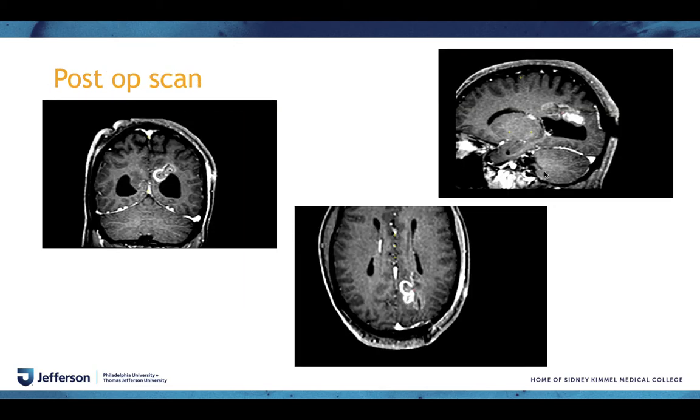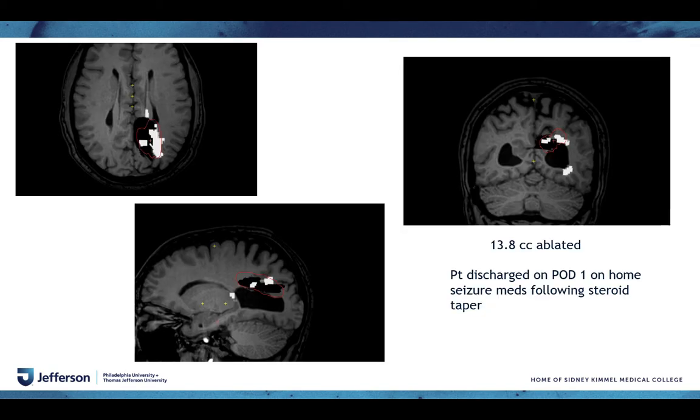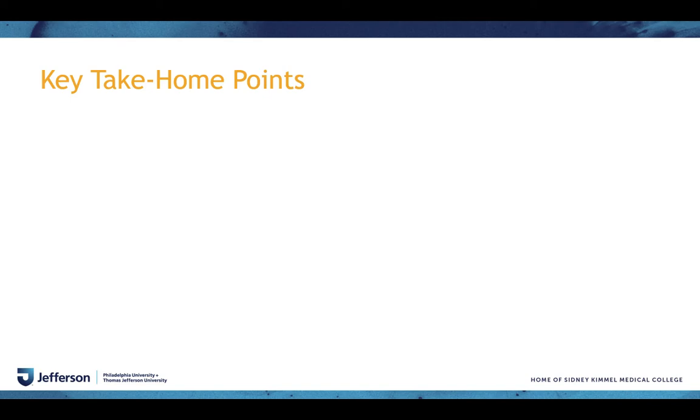Postoperative scan demonstrates no acute hemorrhage as well as laser-related tissue changes along the left lateral ventricle. MRI confirms that approximately 13.8 cc's of tissue were ablated. The patient did well in the hospital and was discharged on post-op day 1 on home seizure meds following a steroid taper. Some key take-home points for this case.